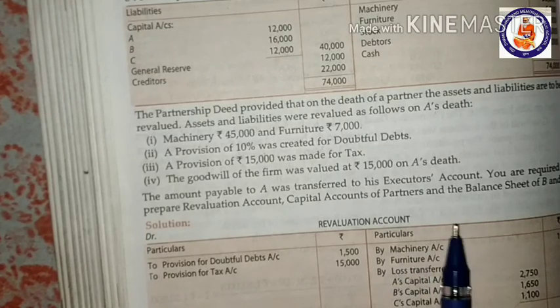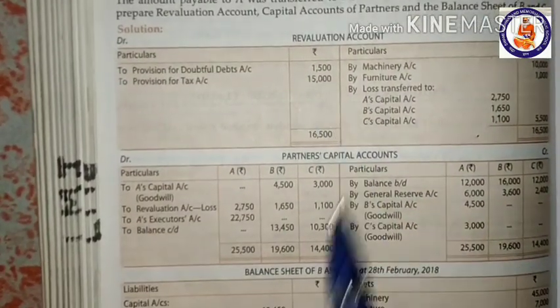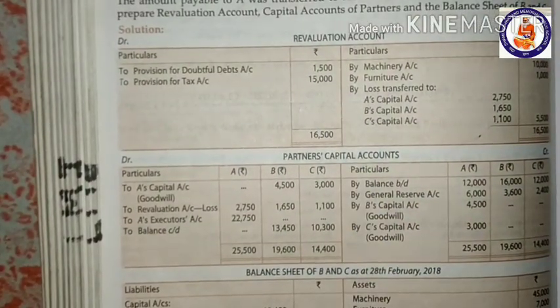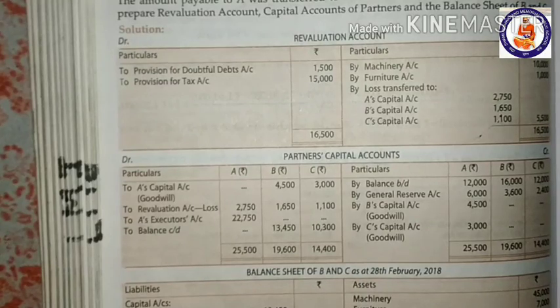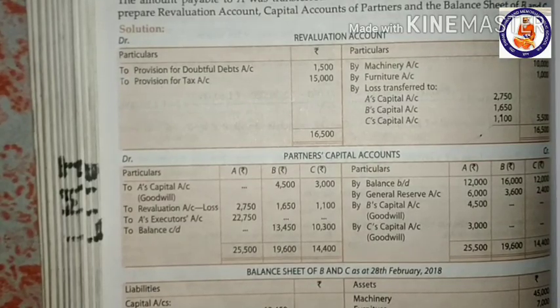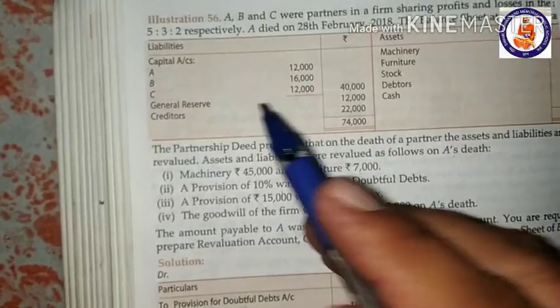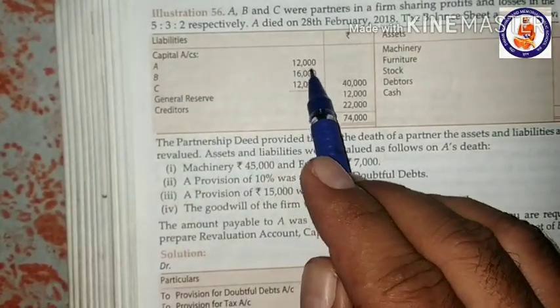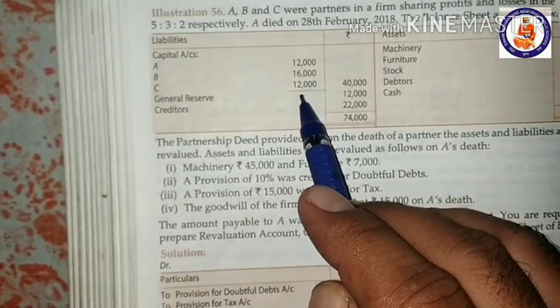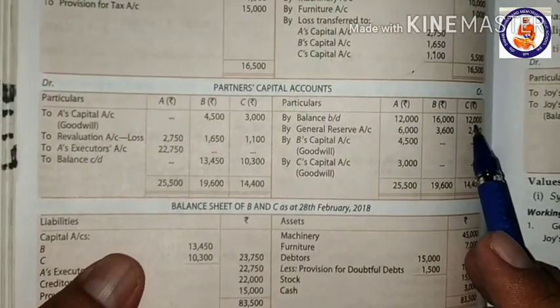Now we will come to the capital account. This is the capital account. First of all we'll take the capital balances, which are there in our old balance sheet. So here you can see these are the capital balances: 12,000, 16,000, 12,000. We will take them here: 12,000, 16,000, 12,000.